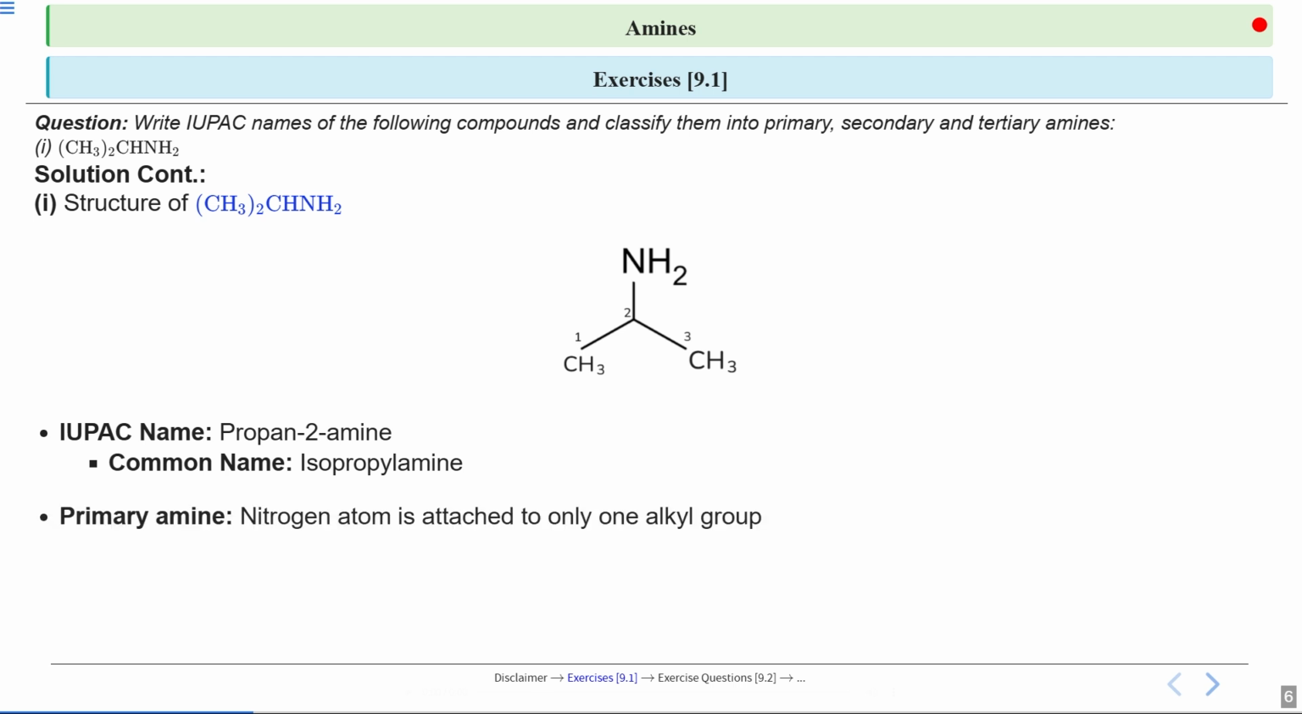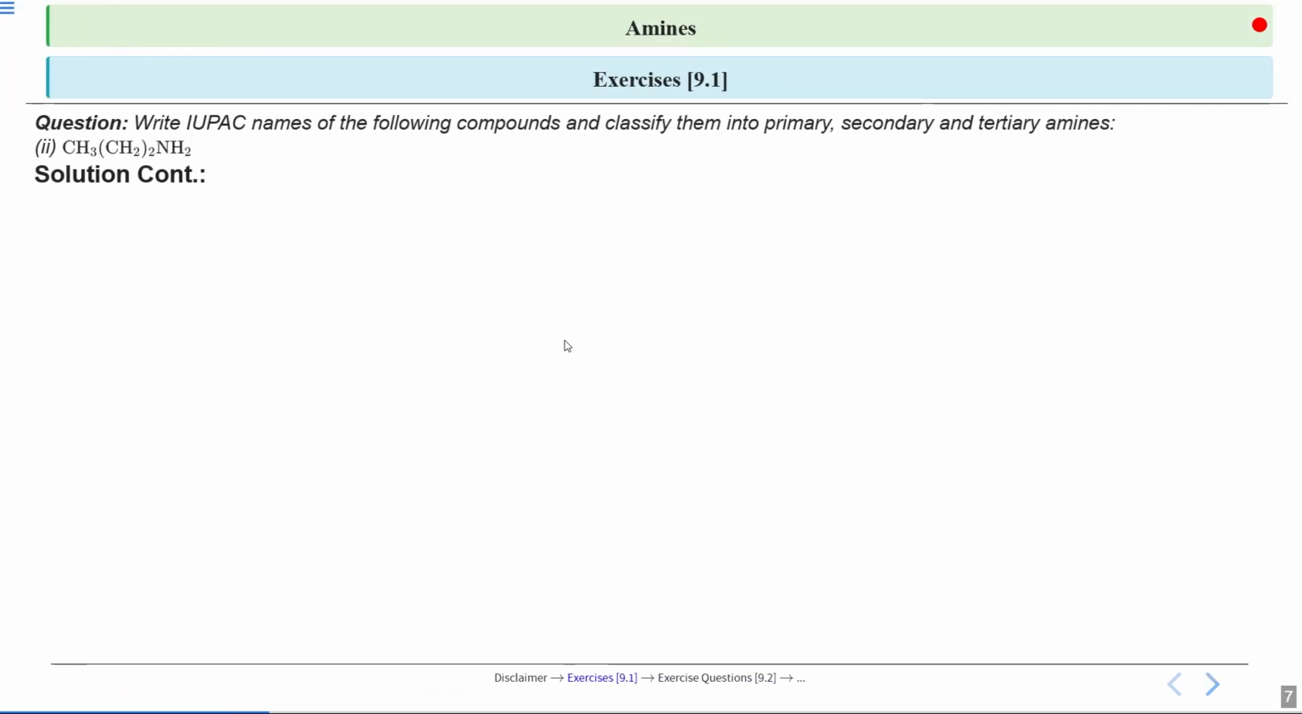Now this is a primary amine because this nitrogen is connected with 2 hydrogens and 1 R group, which can be either alkyl or aryl. In this case, we have an alkyl group. So nitrogen is attached to only 1 alkyl group, so this is a primary amine. In this manner only, we will solve the rest of the parts of this question.